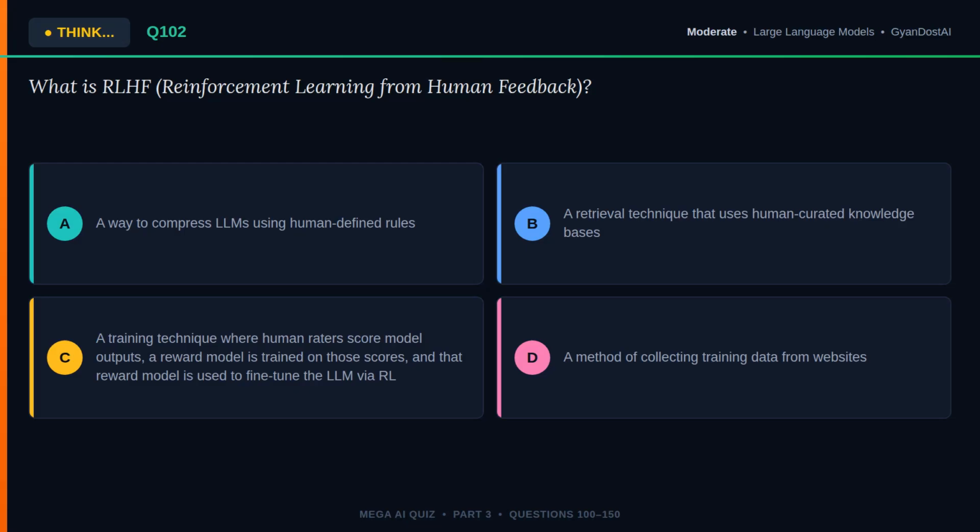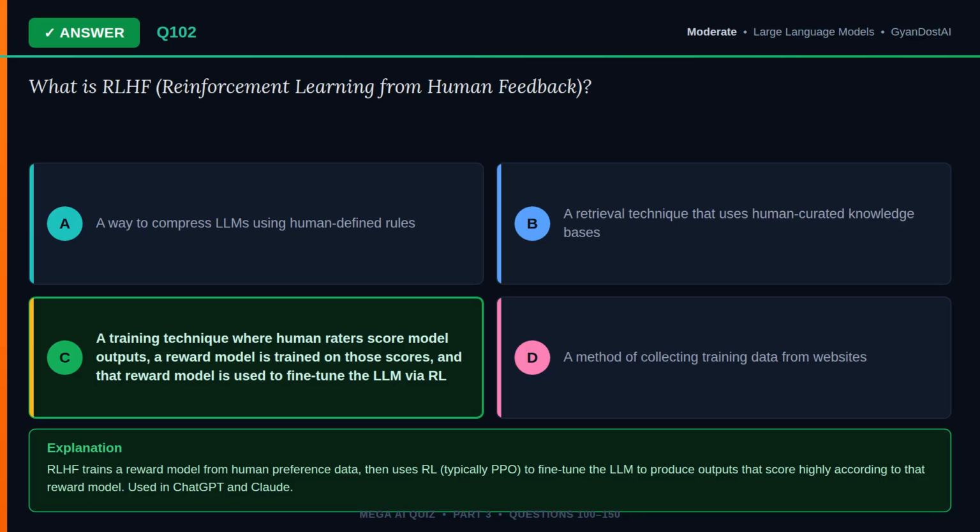Question 102. What is RLHF, reinforcement learning from human feedback? Option A. A way to compress LLMs using human-defined rules. Option B. A retrieval technique that uses human-curated knowledge bases. Option C. A training technique where human raters score model outputs. A reward model is trained on those scores, and that reward model is used to fine-tune the LLM via RL. Option D. A method of collecting training data from websites. The correct answer is C.